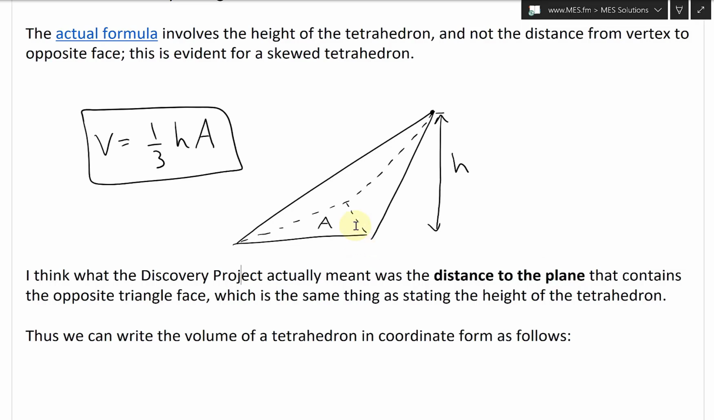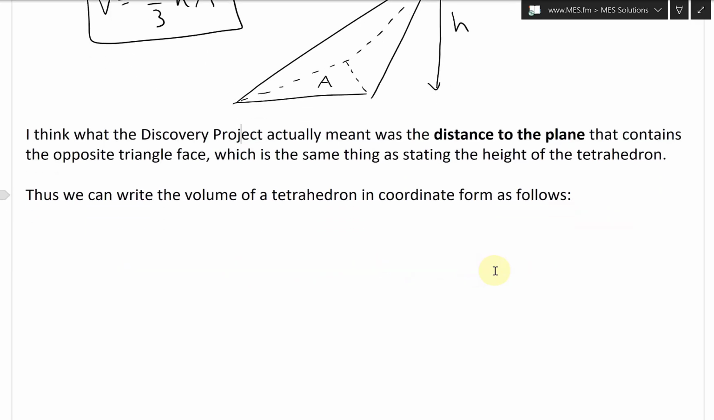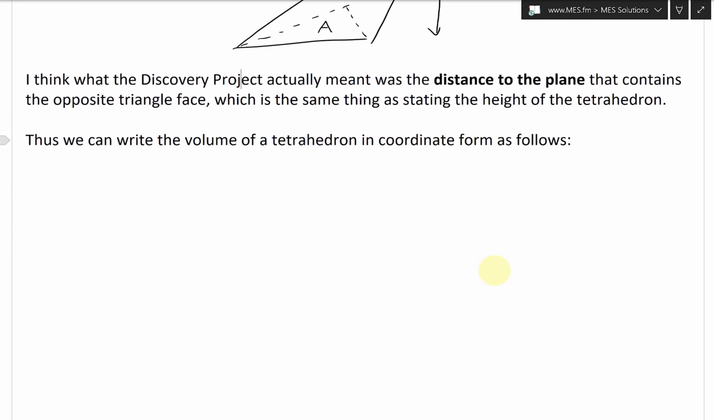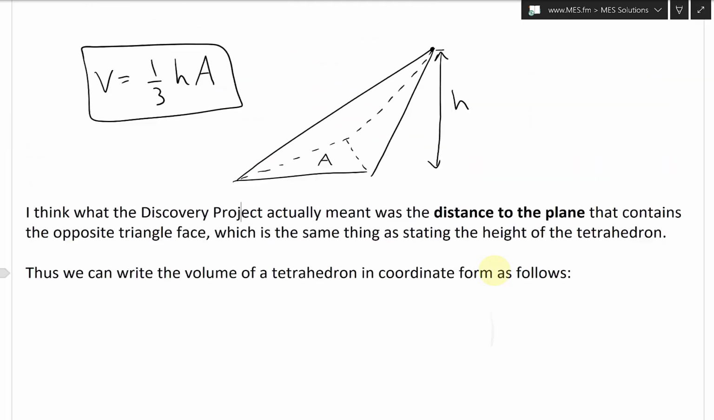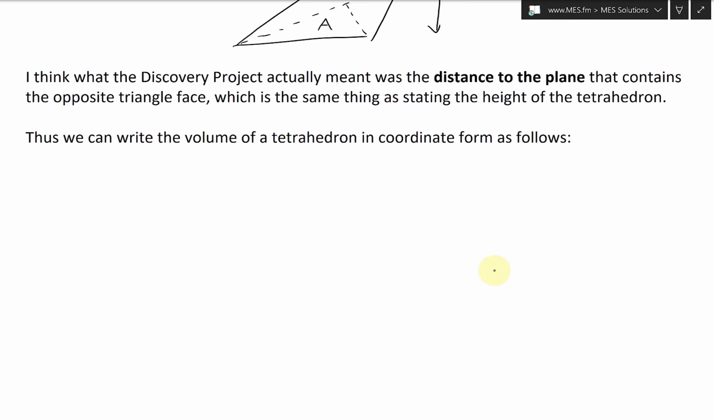All right, so yes, going further. Thus we can write the volume of a tetrahedron in coordinate form as follows. And first, I'm going to draw that skewed tetrahedron again, just so it's more clear, so that we're dealing with the height. So let's just draw this out. I'm going to draw it like this. And there is our triangle. And then inside has a point, like this.